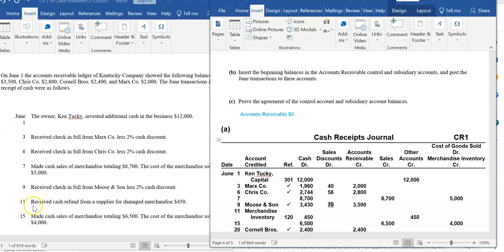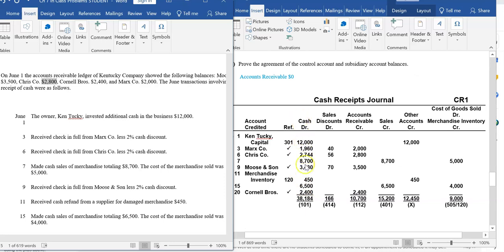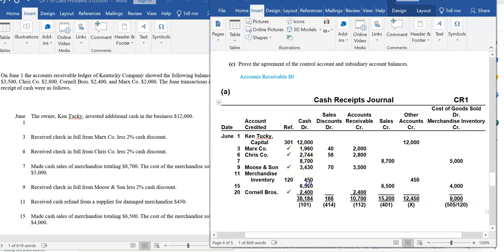On the 11th, we received a cash refund from a supplier for damaged merchandise, $450. We received cash back, so we will be debiting cash for $450. We don't have a specific column to decrease inventory here.